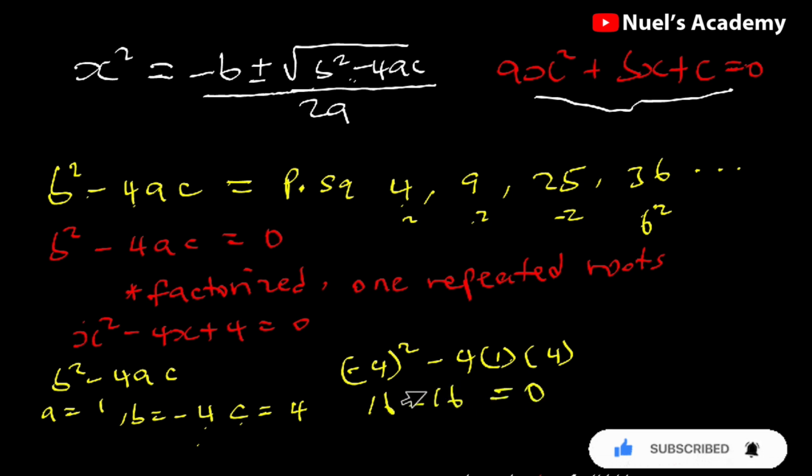So as you can see, the discriminant of this quadratic equation is equal to 0. Hence, it can be factorized. Then it has one repeated root.